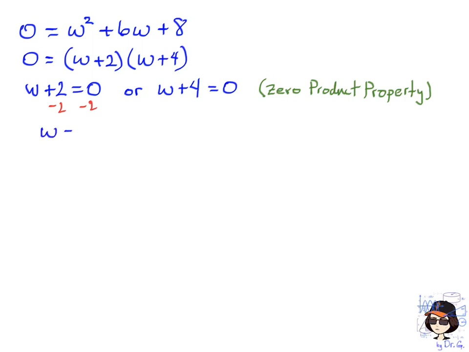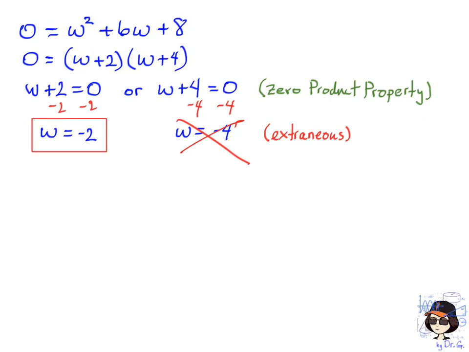So the first one gives us w equals -2. The second one gives us w equals -4. And before we circle both numbers, we go back and check our excluded values. And it turns out one of our excluded values was -4, so we have to throw that out. That turned out to be an extraneous solution. So our only solution is w equals -2.